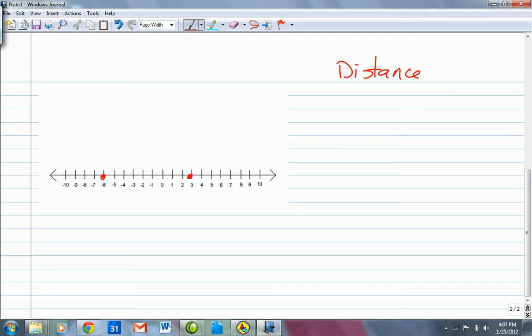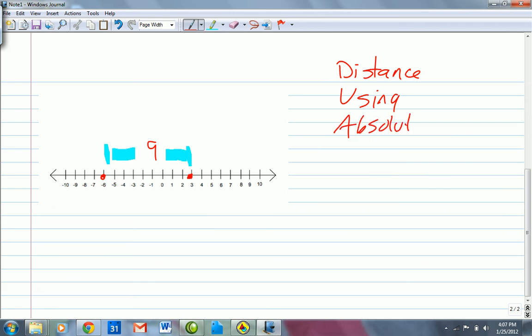And one way to find distance between these 2 points is to count. So 1, 2, 3, 4, 5, 6, 7, 8, 9. It looks like the distance is 9, and I got that in a very elementary way, simply by counting. But obviously counting is not always going to work. And of course this is an algebra lesson, so let's think about how we can express that algebraically. What we're going to do is use the absolute value.